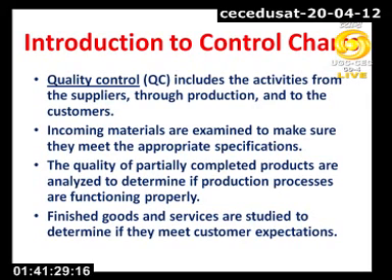Partially completed products are also known as semi-finished products. Raw material, semi-finished products and the finished products. Finished goods and services are studied to determine if they meet customer requirements, customer expectations or not. And this is part of quality control, and this is achieved by using control charts.